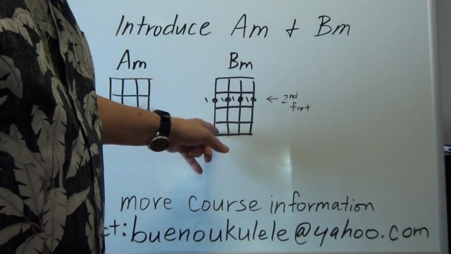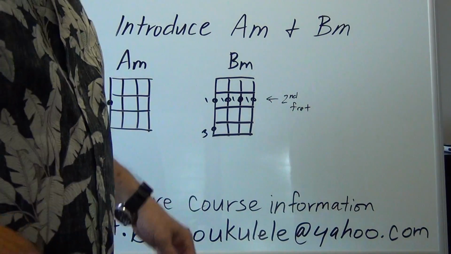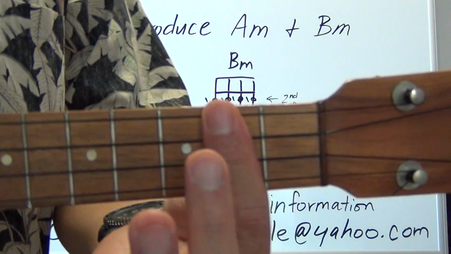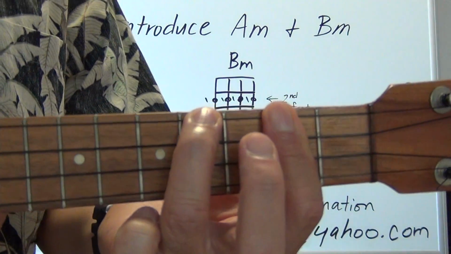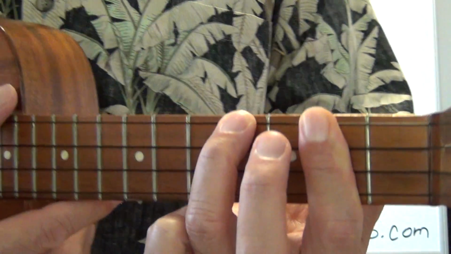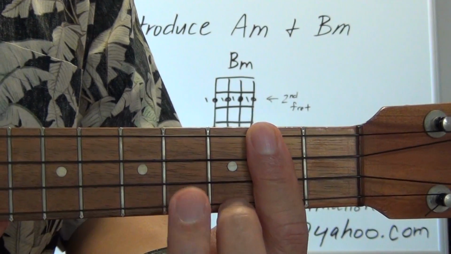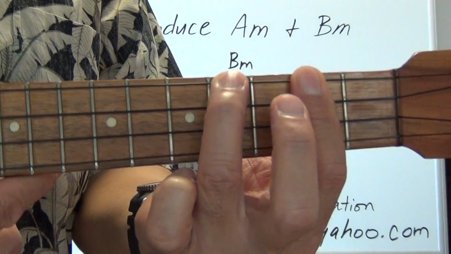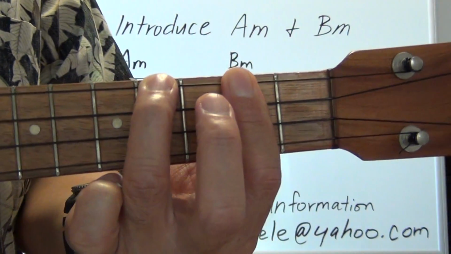Now we're going to have the 3rd finger on the 4th fret, top string. So bar, 3rd finger, top string on the 4th fret. Okay. So once again, bar, 3rd finger, top string, 4th fret.